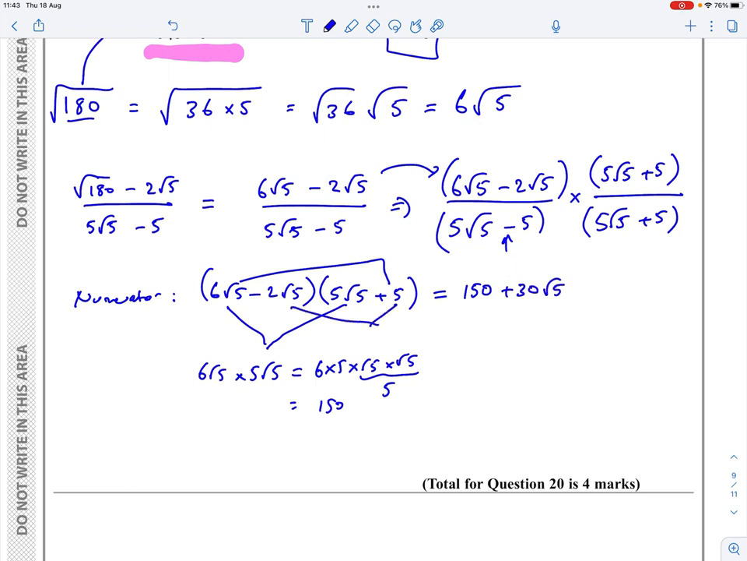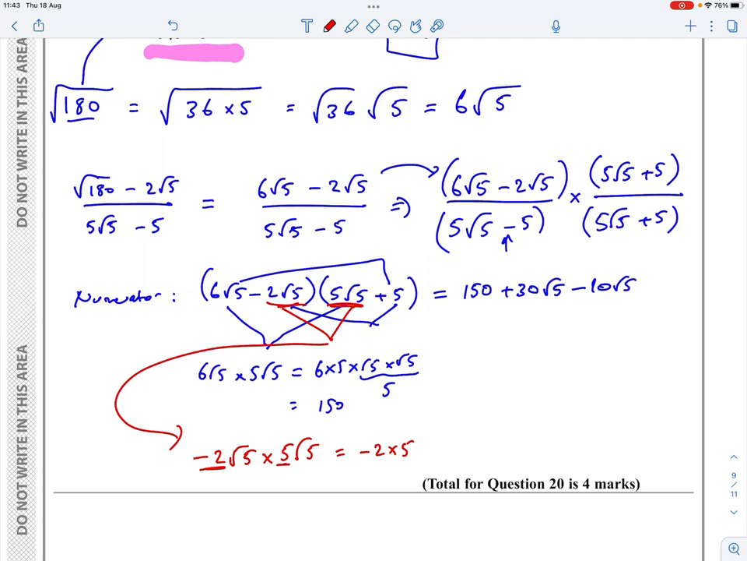Then minus 2 root 5 times 5, which is going to be minus 10 root 5. And then the last numbers, these two which I haven't multiplied together. Again, let's do it on the side. Minus 2 root 5 times 5 root 5. Minus 2 times 5, and root 5 times root 5 is 5. So we have only minus 2 times 5 to do, which is minus 50. So we got minus 50.